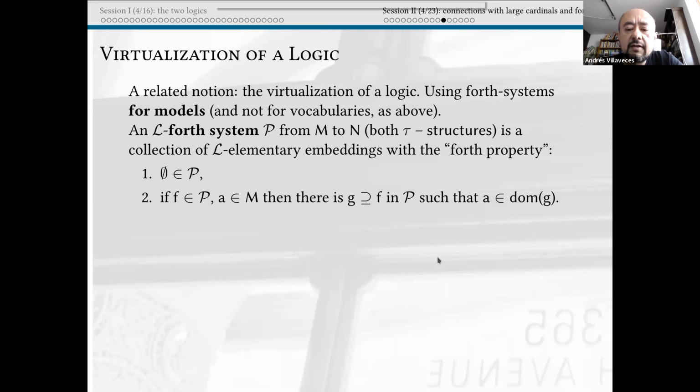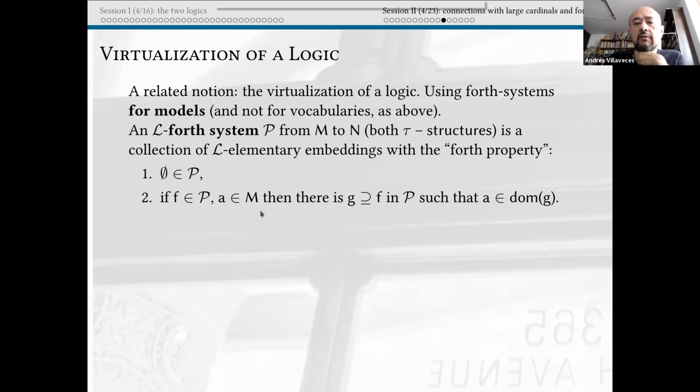And now the fourth property is like we had before. The empty function is part of the fourth system. And if there is some function F in the fourth system and some point A in M, so there's again this asymmetry, it goes from the left to the right, then there is G extending F in the fourth system. So it's another elementary embedding for the logic that captures A in the domain.